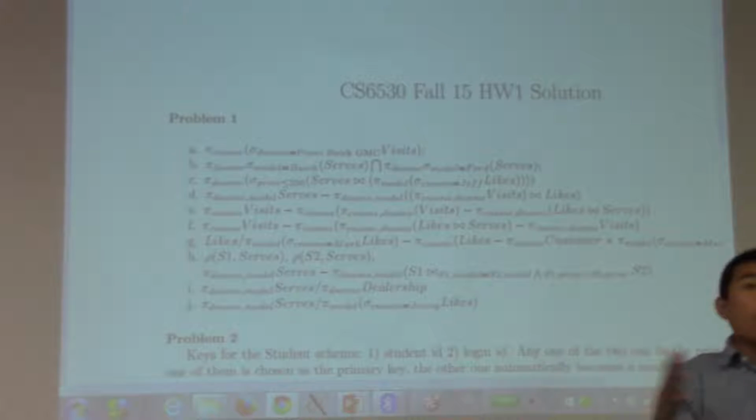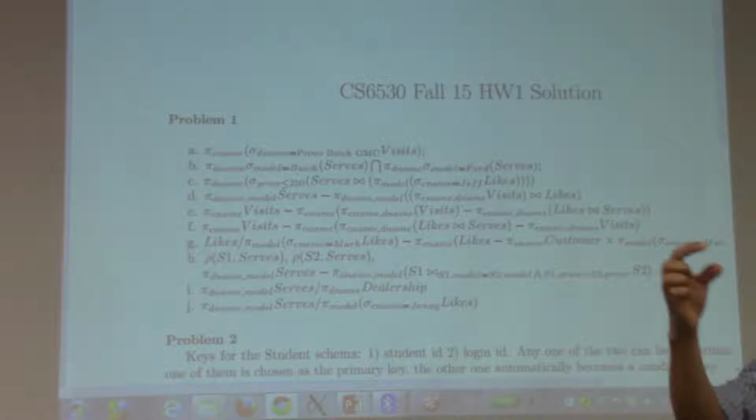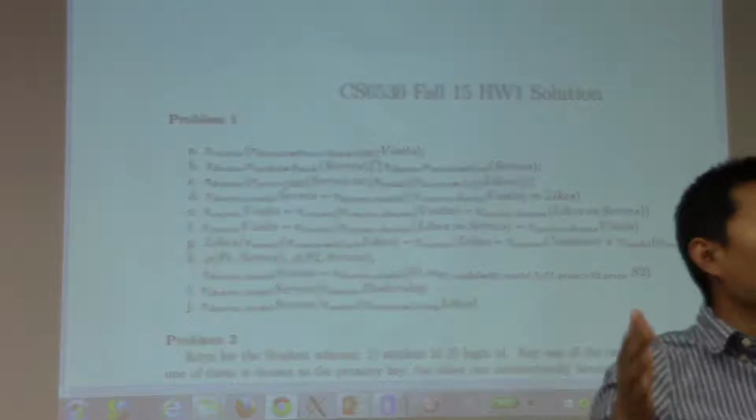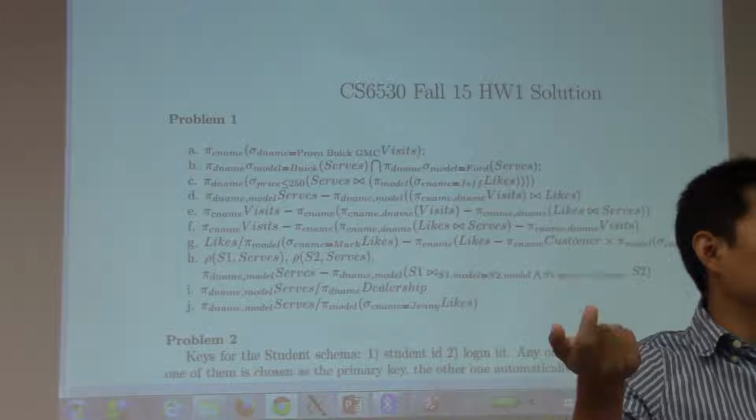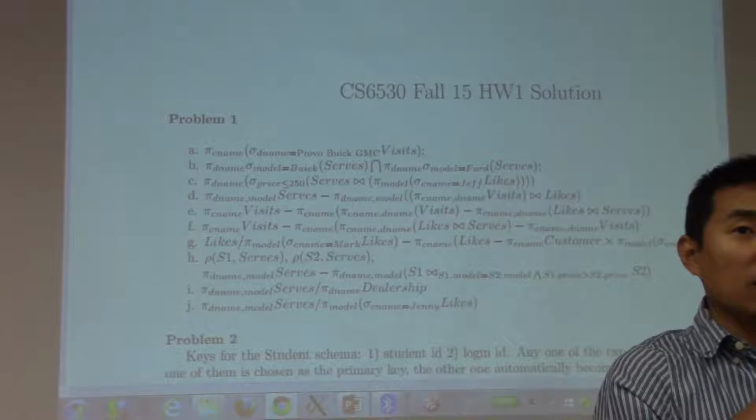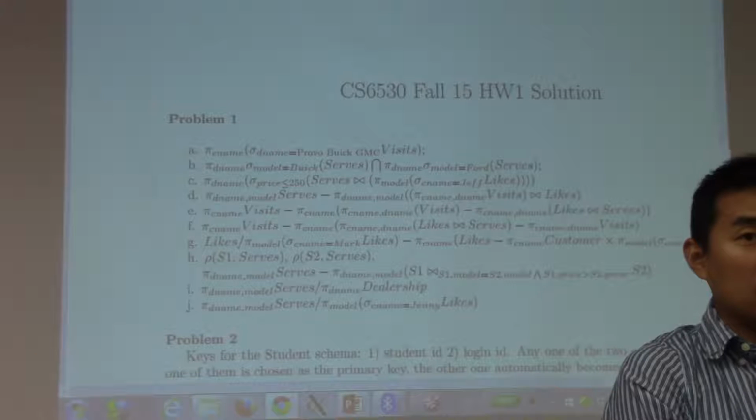Okay? That gives me all the possible combinations between customer and dealer such that if this customer does visit that dealer, I'm sure that dealer has at least one model that this customer will like. Okay?